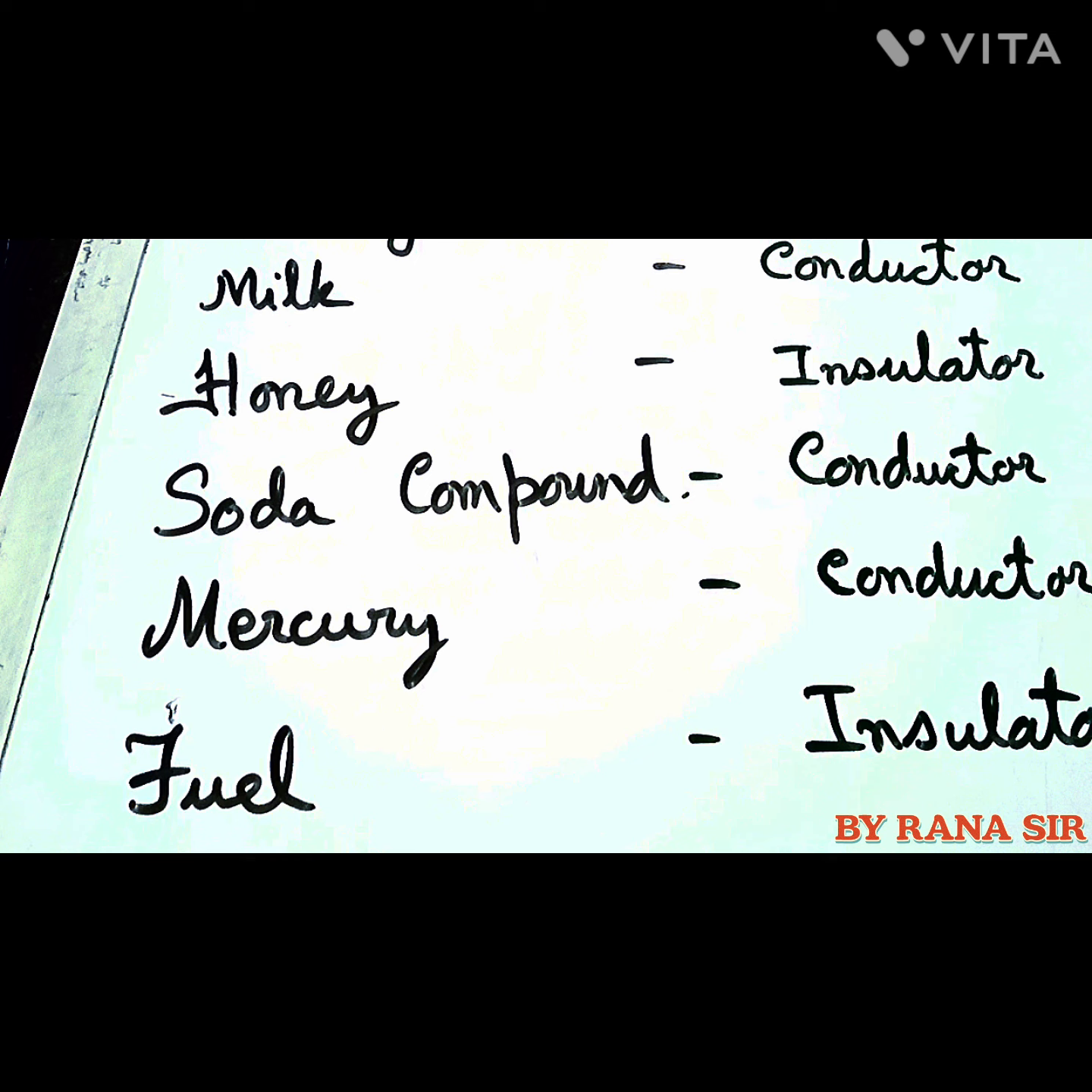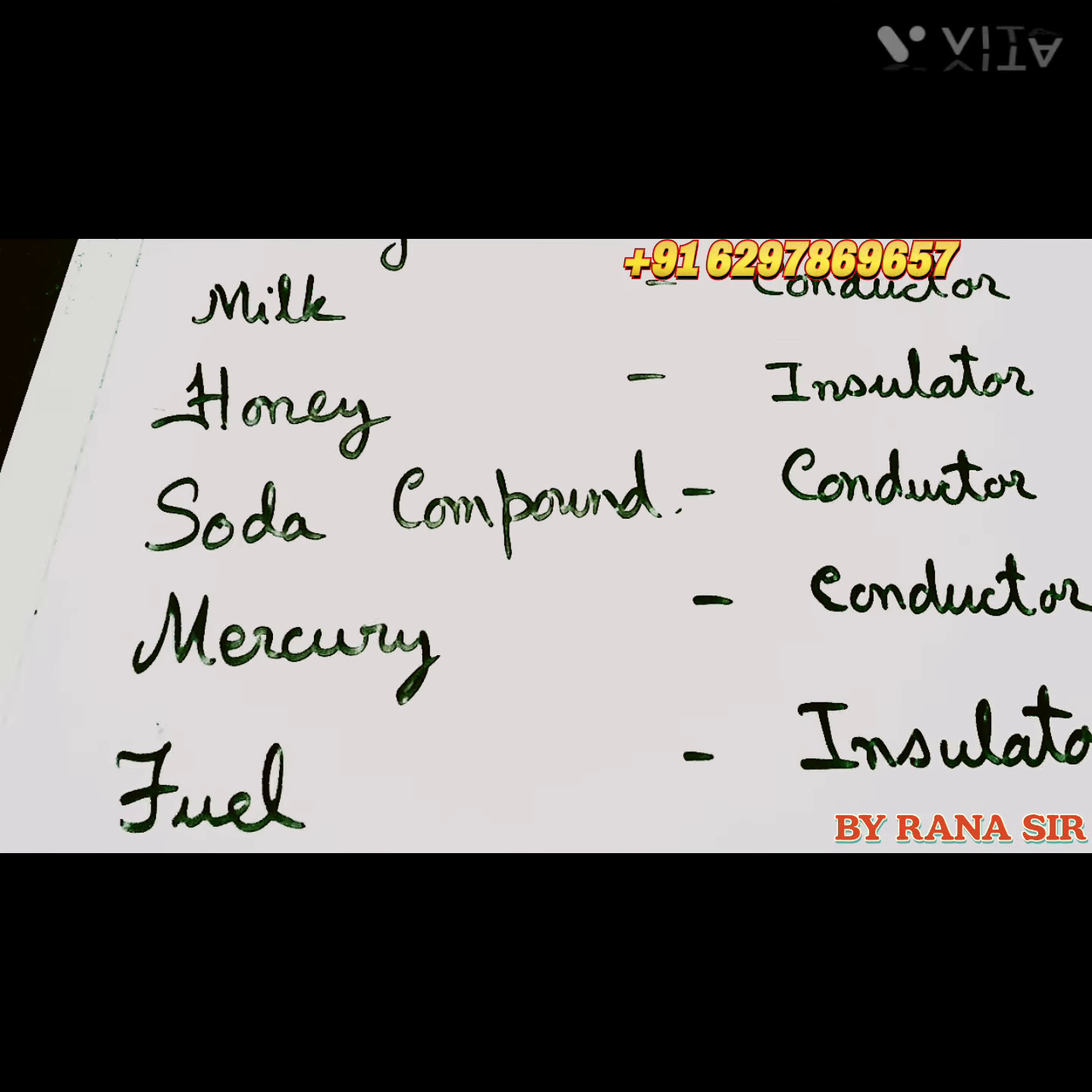So question number 4 states: state which liquid is a conductor or insulator. So which liquid conducts electricity and which liquid is a poor conductor of electricity. First is distilled water, insulator; tap water, conductor; lemon juice, conductor; vinegar, insulator; cooking oil, conductor; milk, conductor; honey, insulator; soda compound, conductor; mercury, conductor; fuel, insulator.